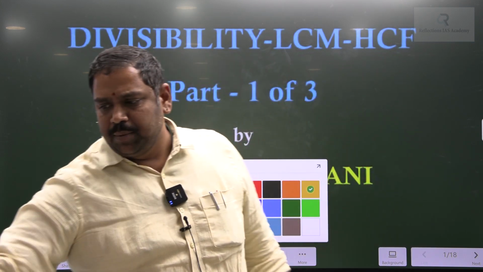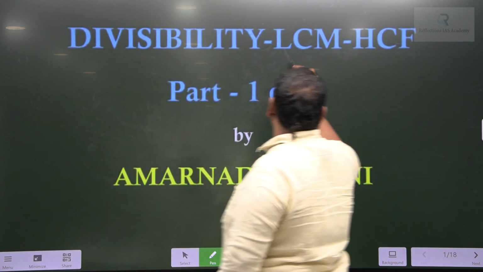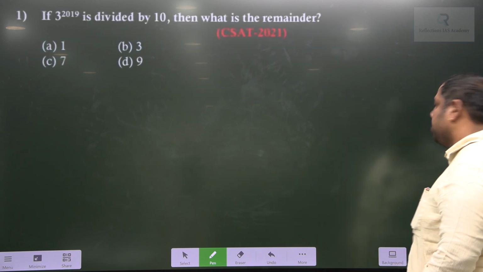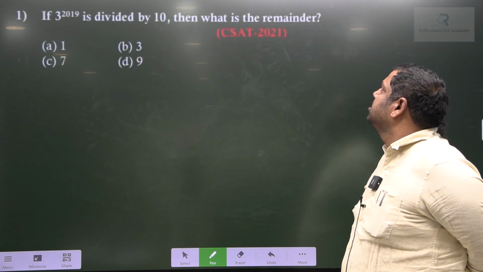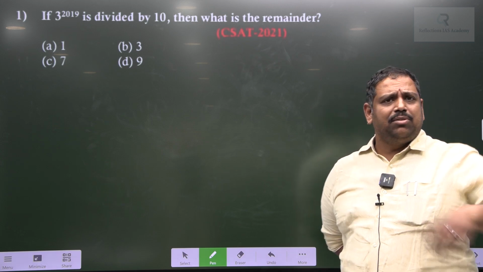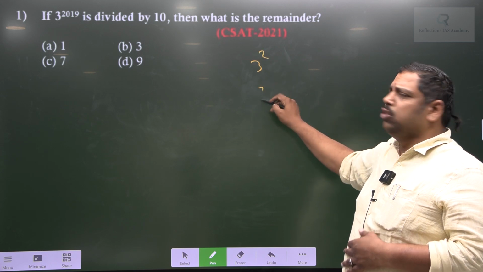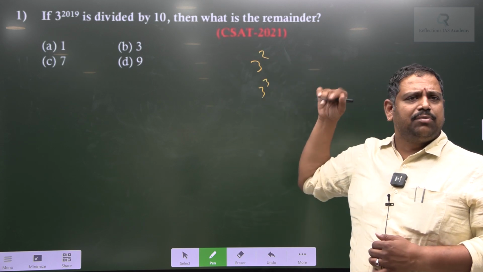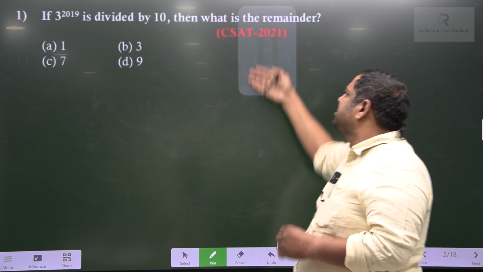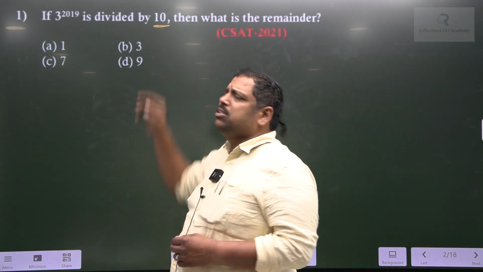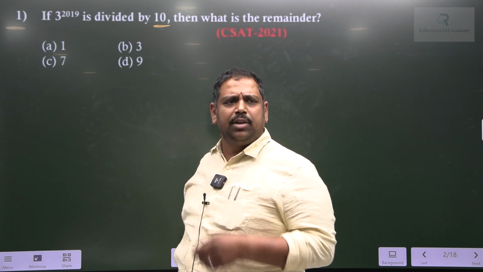Right here. Observe that. Divisibility rules and LCM HCF, right? 3 power 2019 is divided by 10, then what is the remainder? I observed in your notes that you started doing 3 square, 3 cube, where the remainder is 1 or minus 1. You started struggling like that, right? Yesterday only I said that if you divide by 10 you will get the units place, right? The remainder is simply asking about the units place.